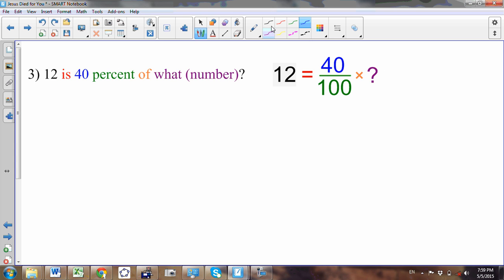So let's take a look at this like we did the last one. If we start with this unknown number, what operations are taking place with it? Well, it's getting multiplied by 40/100ths. So it's getting multiplied by 40, and then it's getting divided by 100. And the result of doing all that, again, is 12, like it was in the last problem.